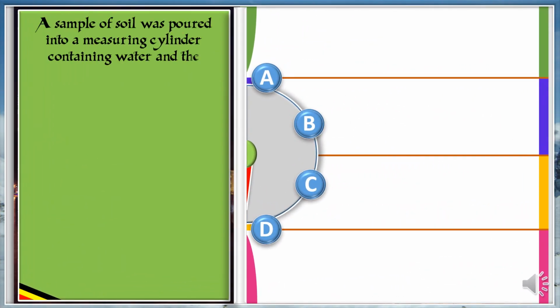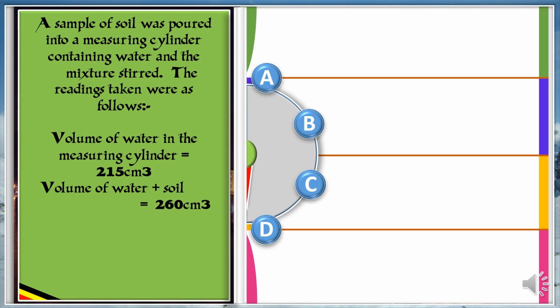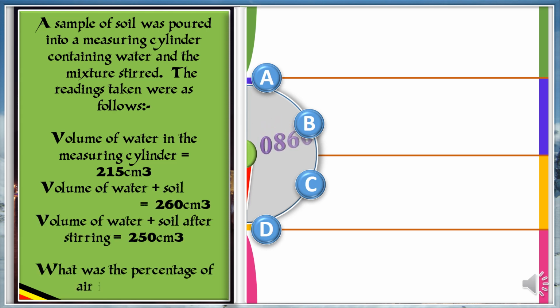A sample of soil was poured in a measuring cylinder containing water and the mixture stirred. The readings taken were as follows. Volume of water in the measuring cylinder was equal to 215 cubic centimeters. The volume of water and soil equals 260 cubic centimeters. Volume of water plus soil after stirring equals 250 cubic centimeters. What was the percentage of air in the soil?